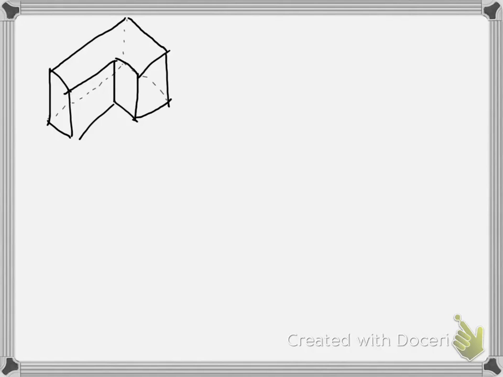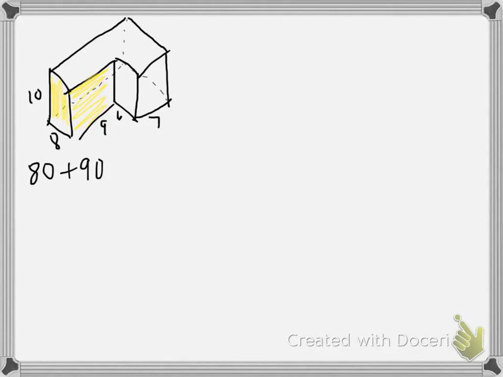So if I just write the measurements in, this is 10, 8, 9, 6, 7, okay? And so one way is to just find the surfaces, one at a time. This surface is a rectangle, so it's 8 times 10, 80. This surface on this side here is also a rectangle. It's 9 times 10, so it's 90.